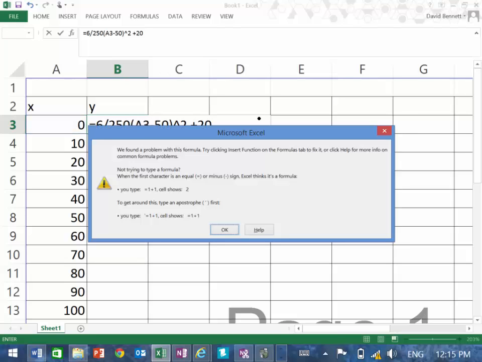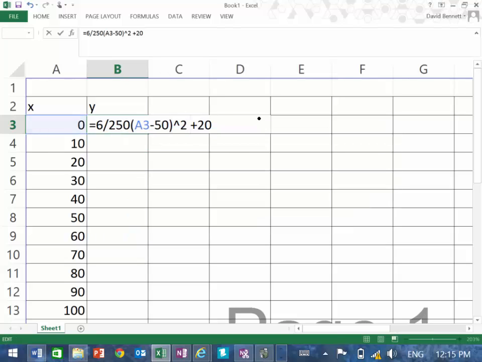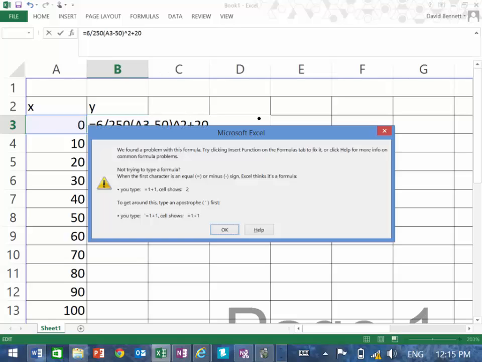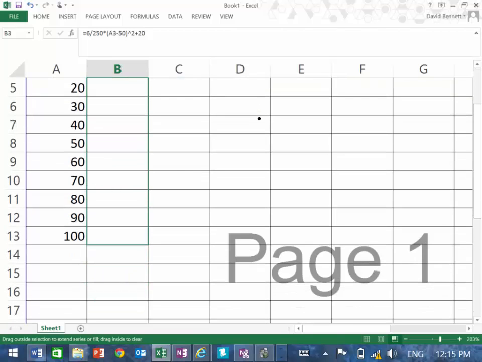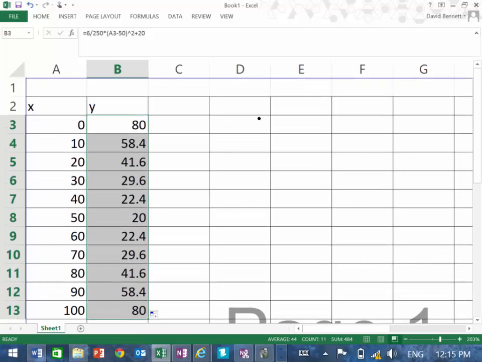Oh, you know what I did? I know what I did. I put a space in here. Okay, and I just go into there. Oh, I need to put a times there. A times is the star. Enter. Okay, it works out to be the height of 80. Then if I fill this down, because I've done a formula, it works out all of those things for me really nicely.